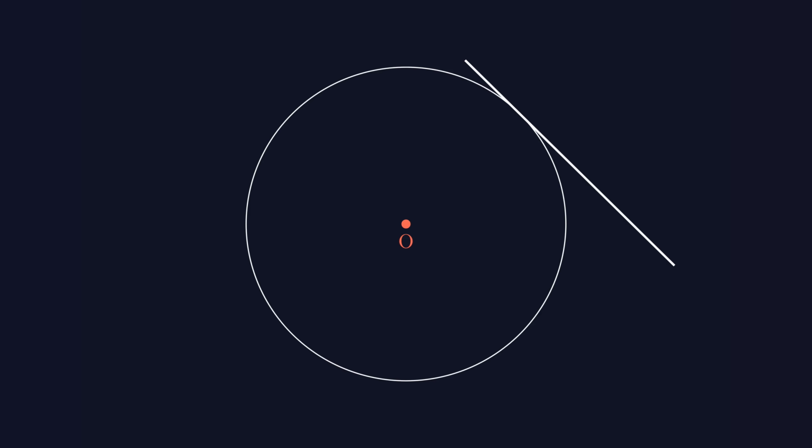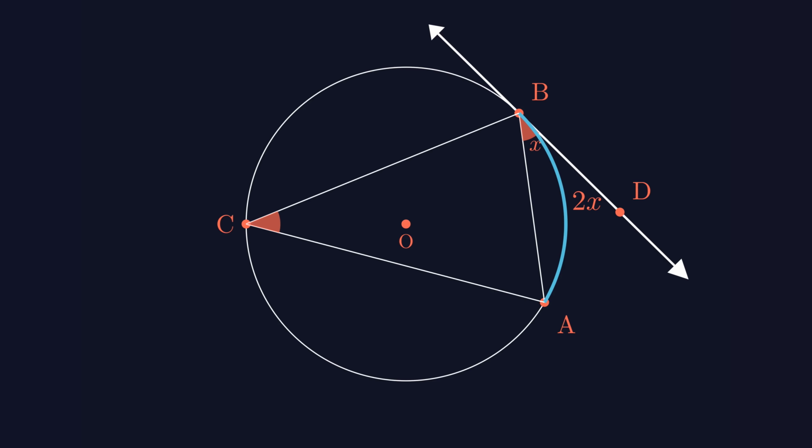Let's summarize the relationships between central, inscribed, and tangent chord angles. If this tangent chord angle is x, then the arc AB is 2x degrees. Now what if I draw an inscribed angle that also intercepts arc AB? Angle ACB would be x. And what about a central angle intercepting the same arc? That would be angle AOB, and it would be 2x.